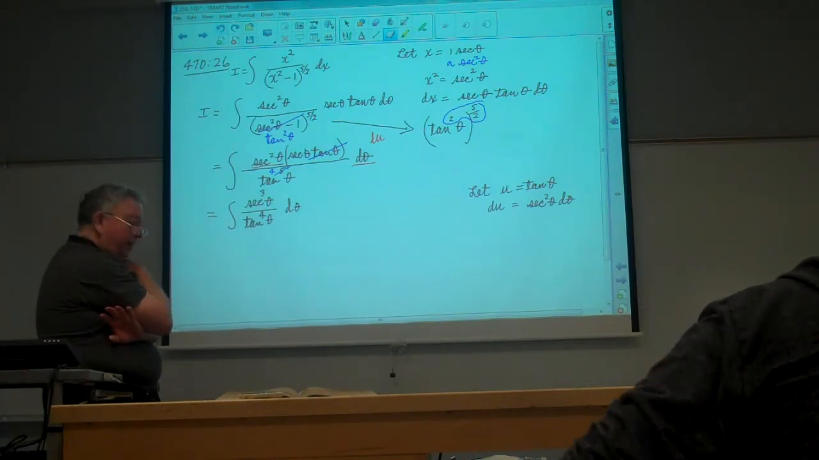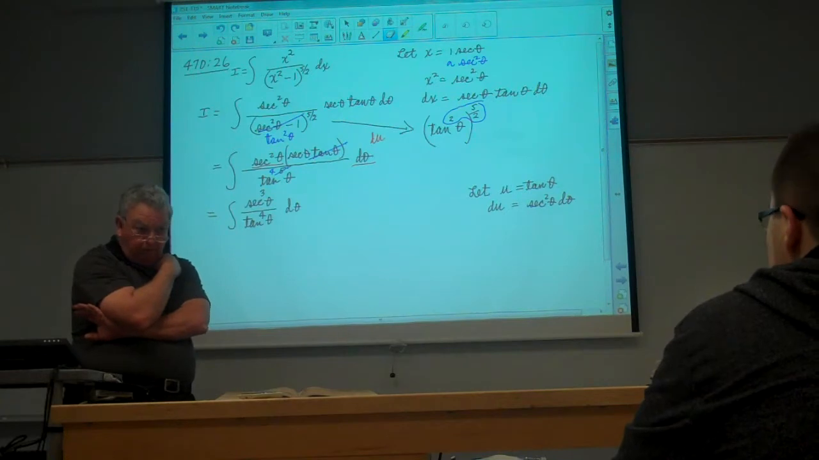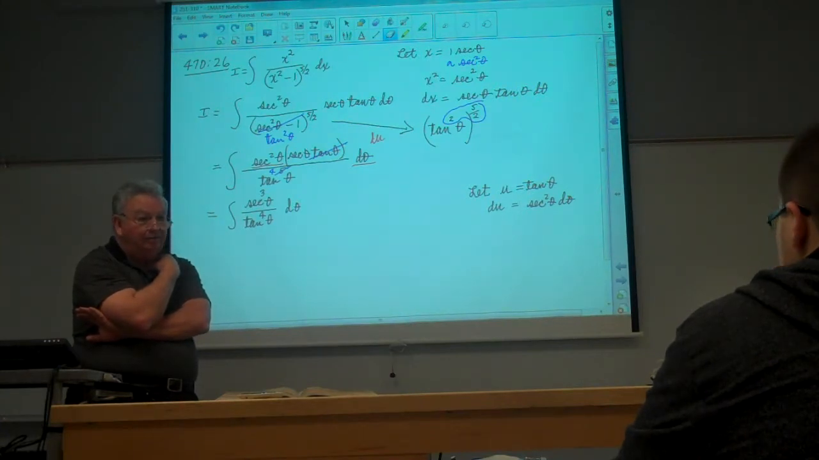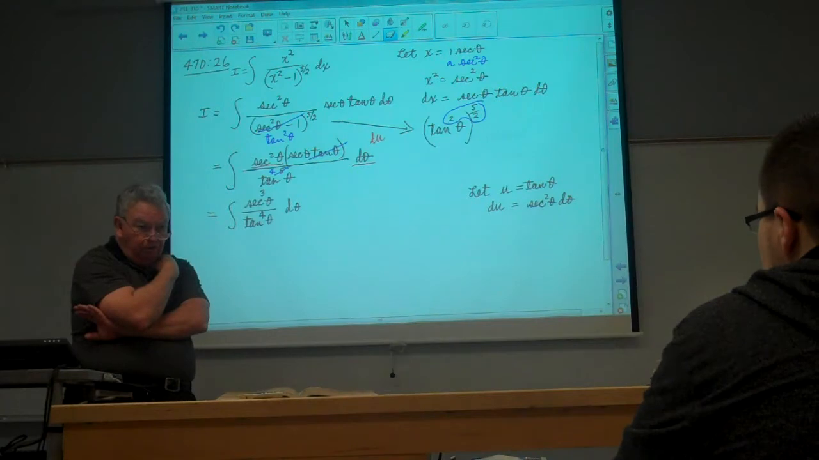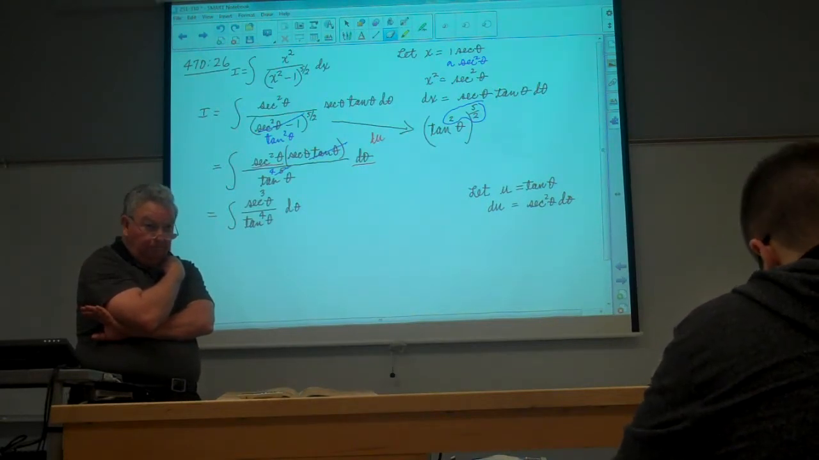You know what I do when I get in a case like this? If I were working it on a piece of paper, you know what I do? Put it in terms of sine. What? Put it in terms of sine and cosine. Exactly. Because don't you see it better in terms of sine and cosine? Everybody?